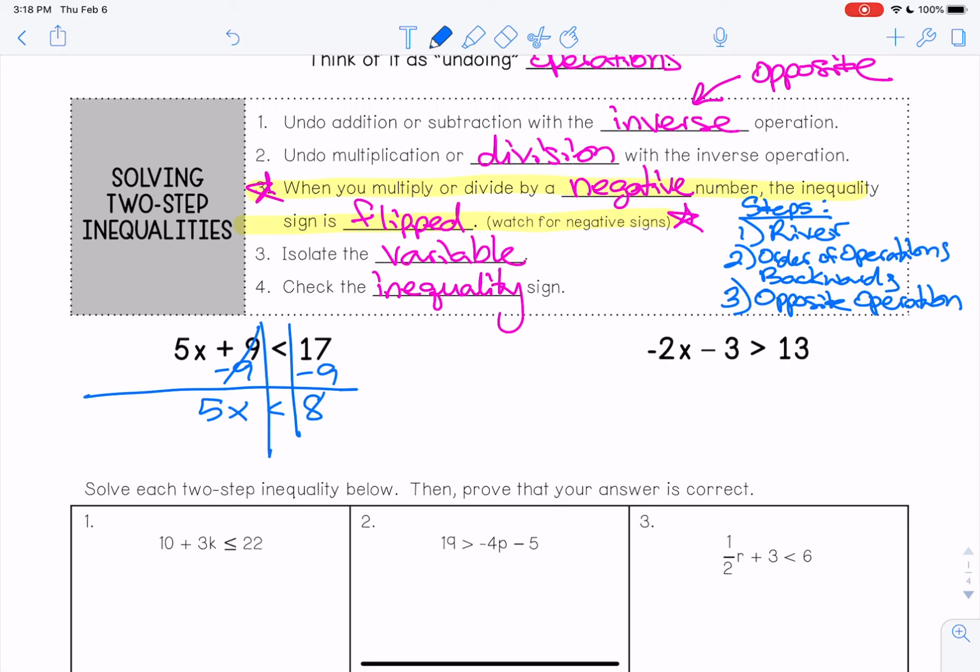Once again, we do the opposite operation. The opposite of multiplication is division, so I'm going to divide both sides by 5. And I get x is less than... notice the sign does not flip because we are not dividing by a negative. The sign stays the same. And we get x is less than 1.6. And that is our answer.